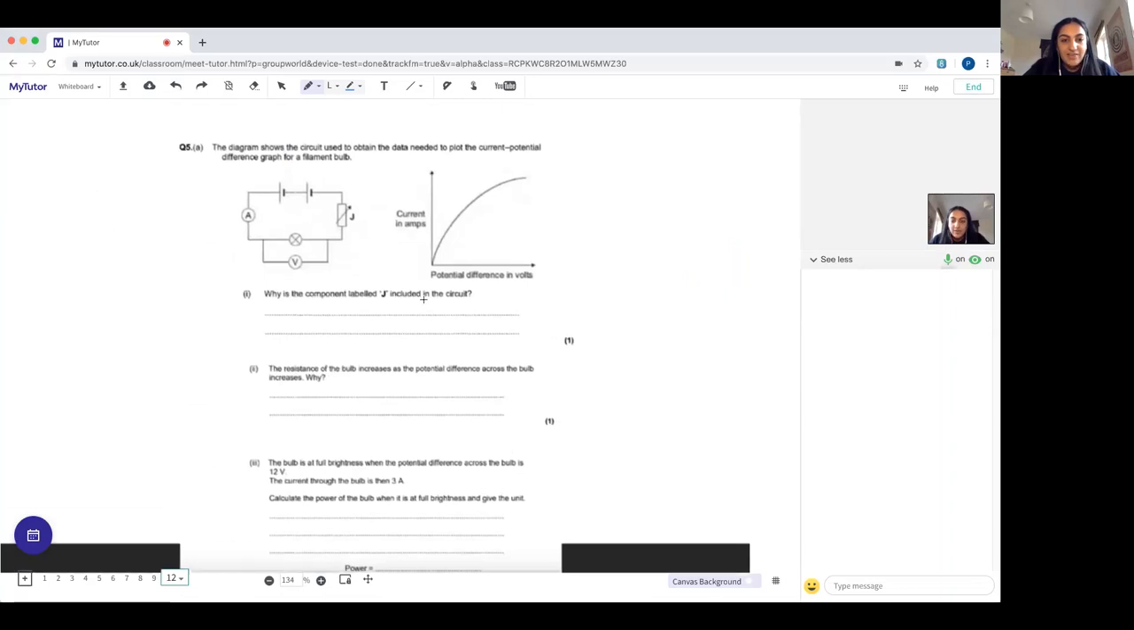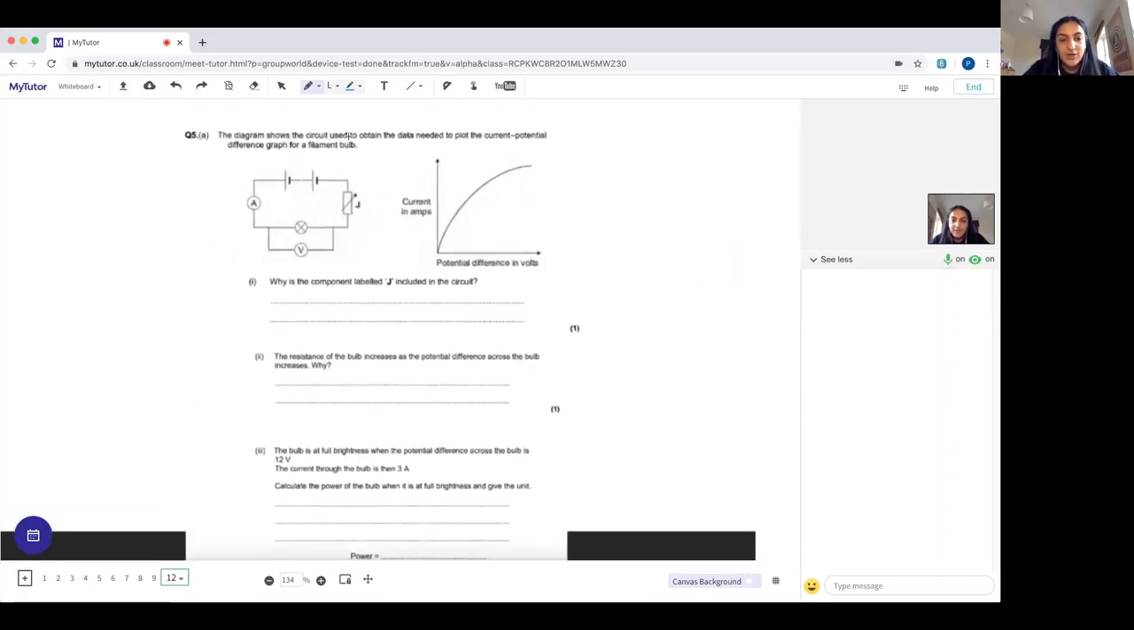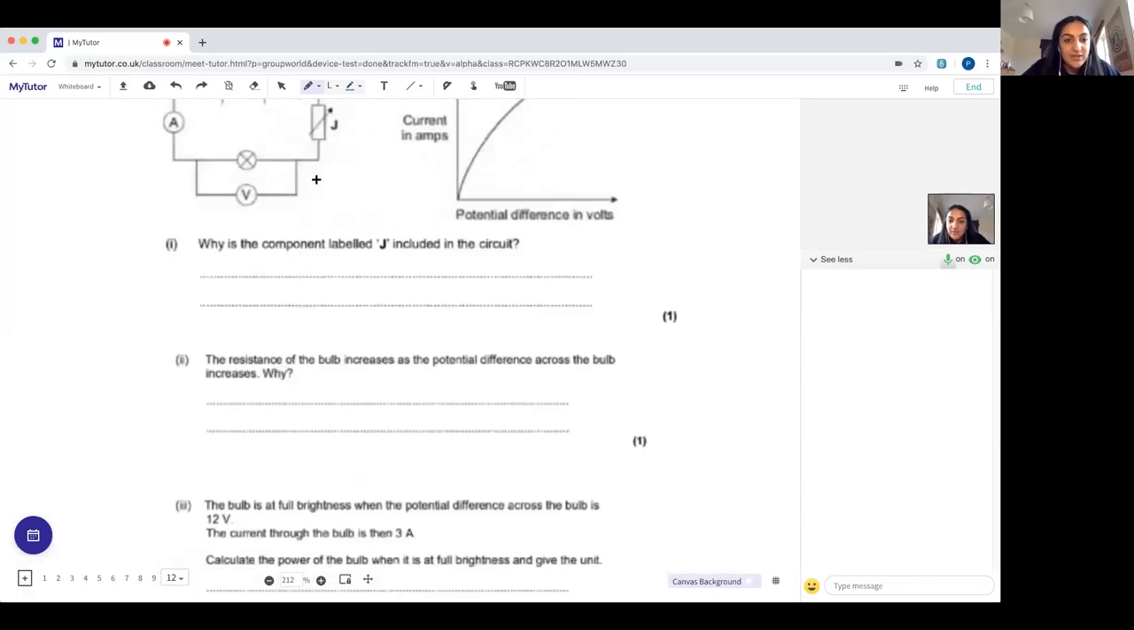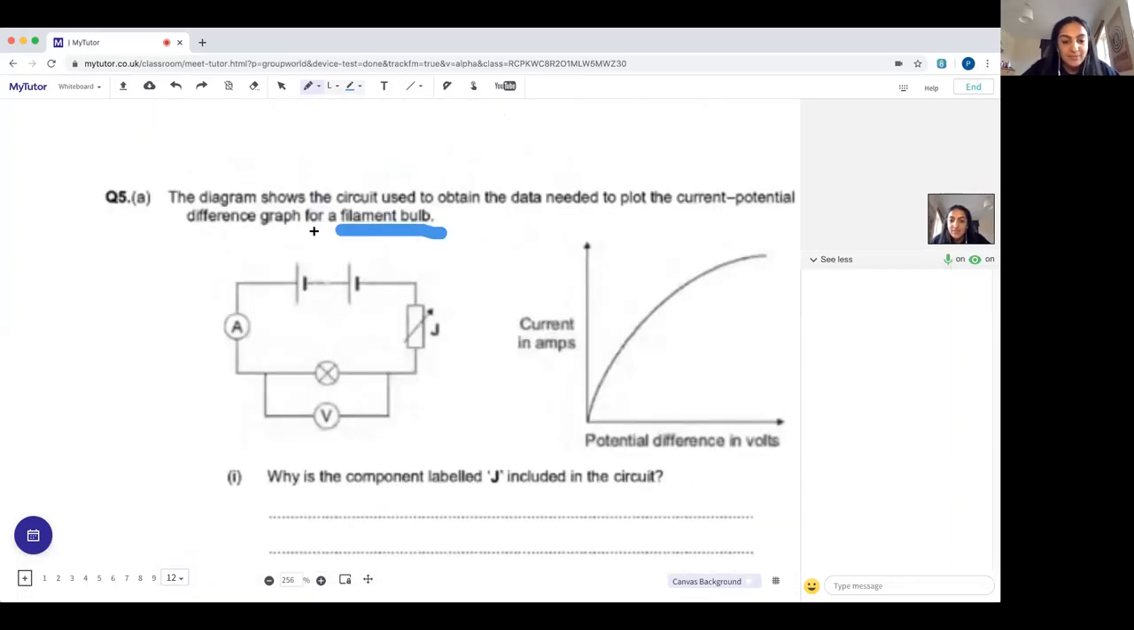So here we have a diagram which shows a circuit used to obtain the data needed to plot the current potential difference graph for a filament bulb. Okay, so here we're talking about the filament bulb, and if you refresh yourself on the rule, that's temperature increasing, resistance increasing. So if we zoom in on the circuit, we can see lots of different circuit symbols there. So we have an ammeter here, a bulb here, a voltmeter here, and a variable resistor here.